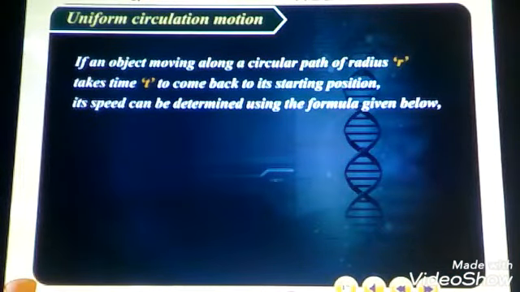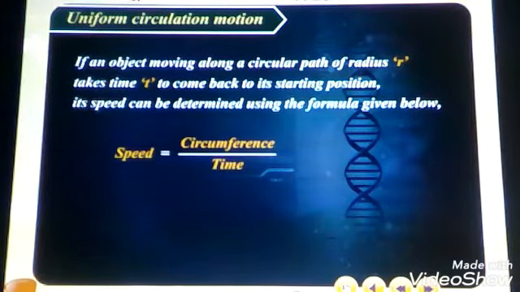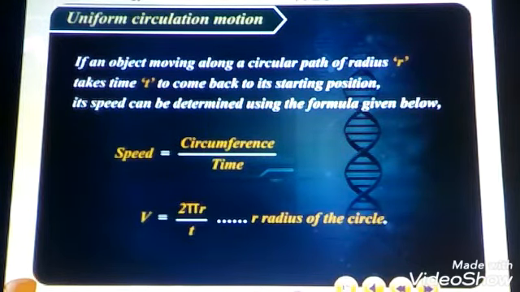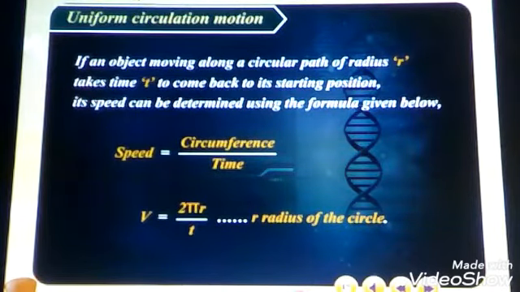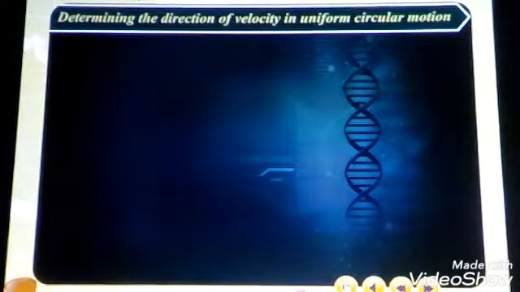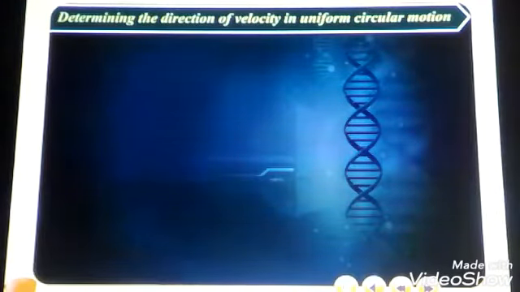Now let us understand the uniform circular motion. If an object moving along a circular path of radius r takes the time t to come back to its original position, its speed can be determined by the formula: speed equals circumference upon time. Therefore, v equals 2 pi r upon time.